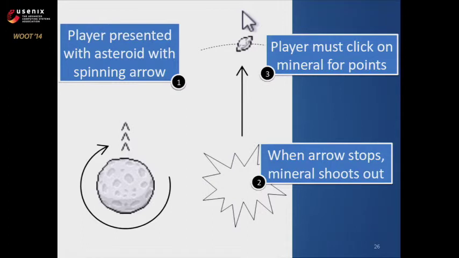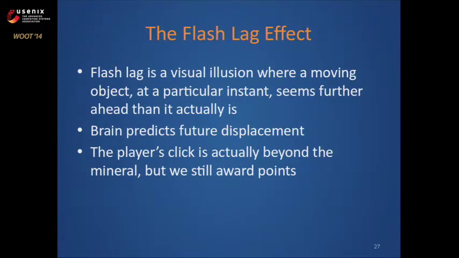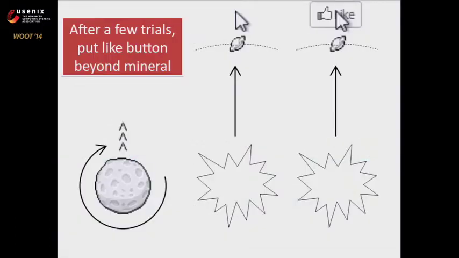But what happens in practice is that the player clicks a little bit beyond the mineral. And this is caused by an illusion known as the flash lag effect, where for a moving object at any moment, the brain perceives its location to be actually a little bit ahead of where it is. The brain does this to predict its future displacement, given its momentum. And since the player clicks a little bit beyond the mineral, we actually do award them points still so that they don't notice that they're doing this. And then when we execute the attack, we shoot the mineral toward a like button, and when they click a little bit past it, they'll click on the like button.